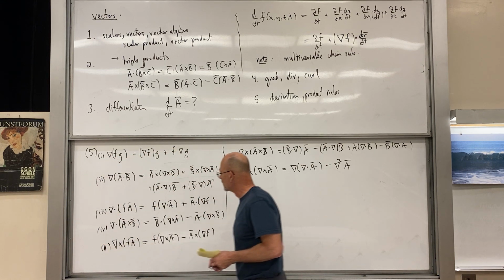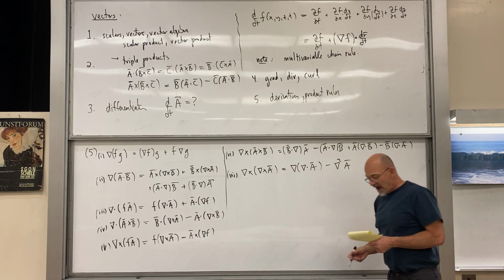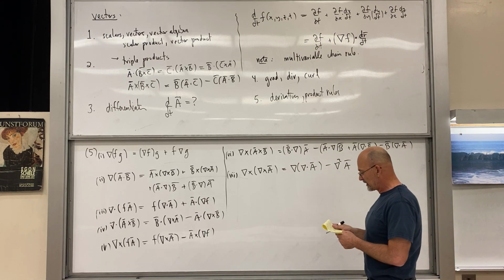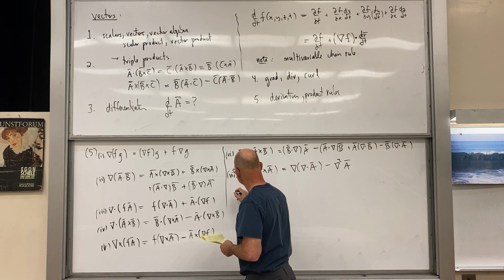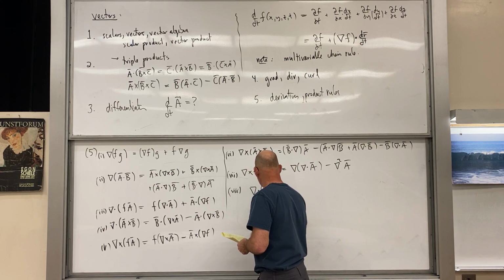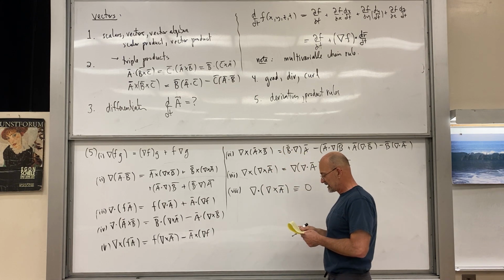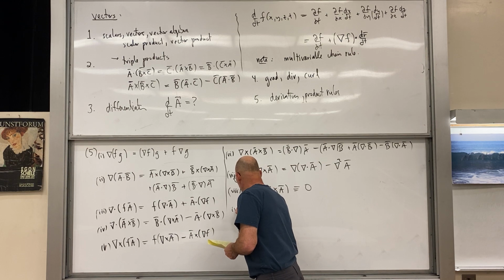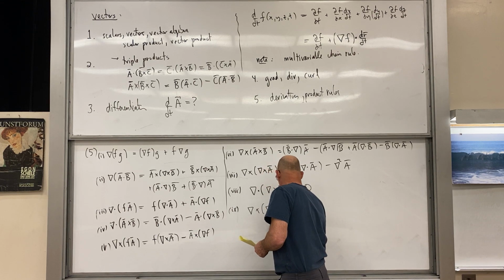Actually, 5, 6, and 7. So after these, there are two really basic properties that will round out the entire set here. The 8th one is that the divergence of a curl identically vanishes, and the 9th one is that the curl of a gradient identically vanishes.